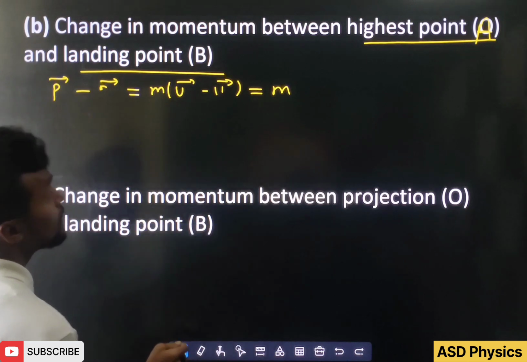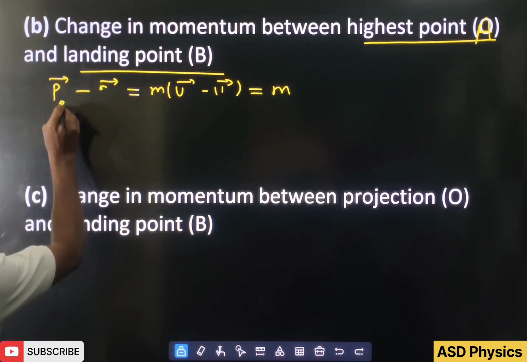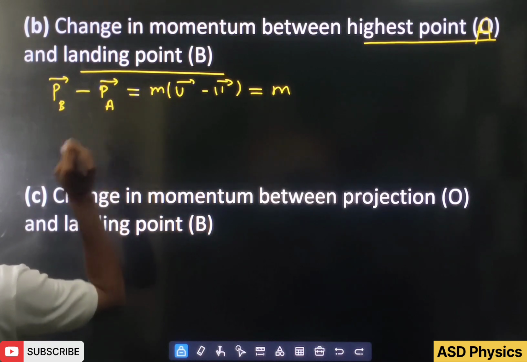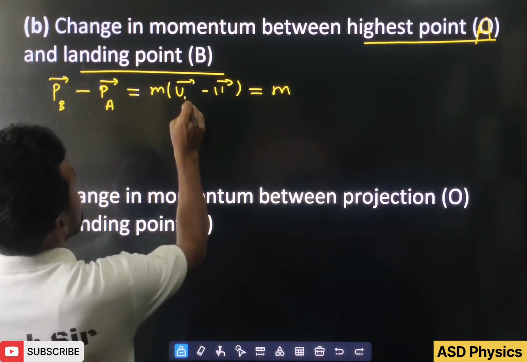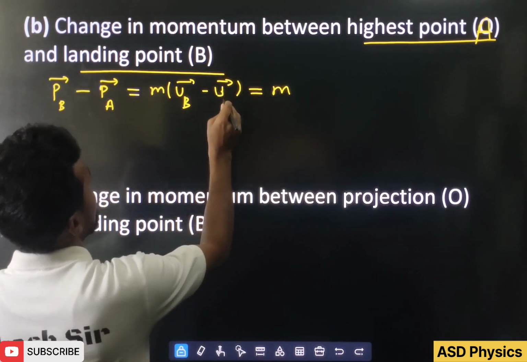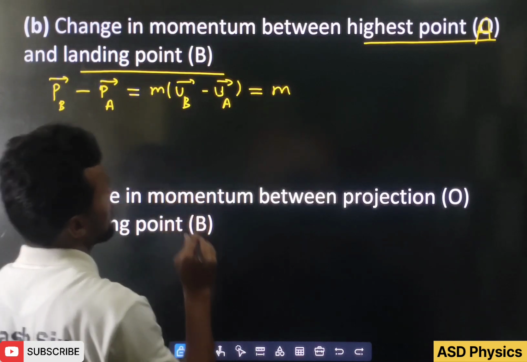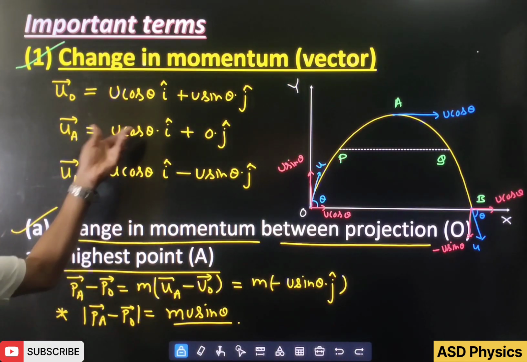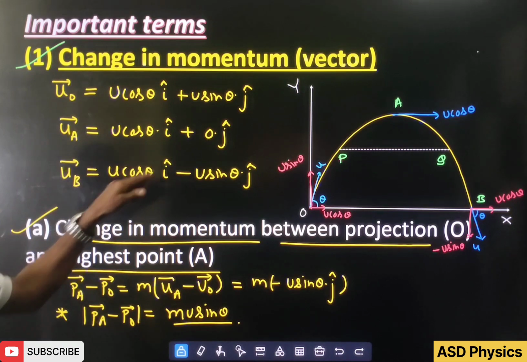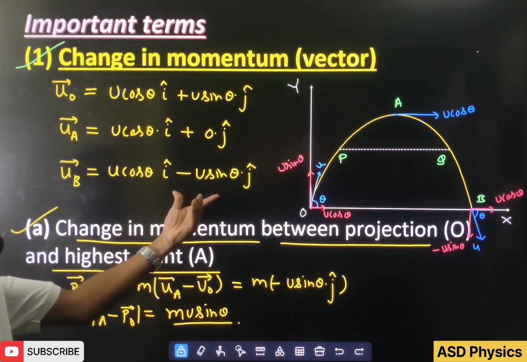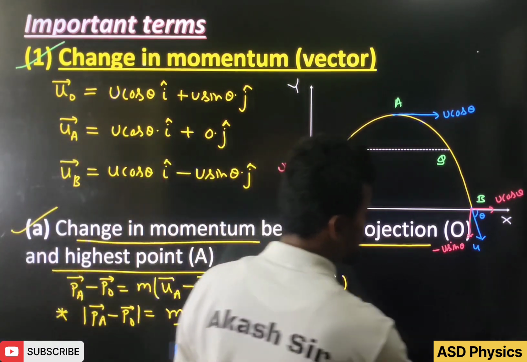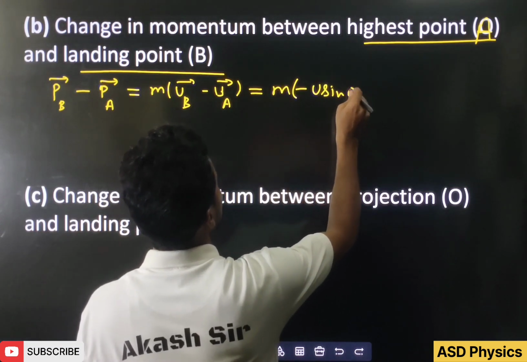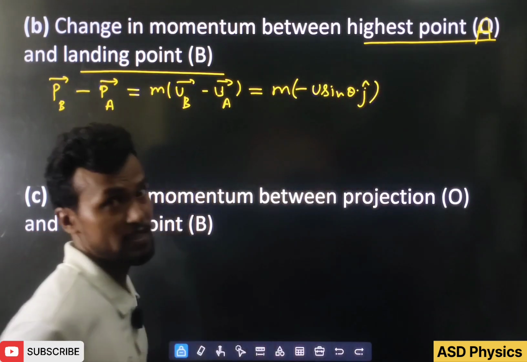Now we'll do it here. The landing point is PB, and the highest point is PA. So it will come PB minus PA, that is UB minus UA. So students, UB minus UA, what will come here? When you subtract, the U cos theta i cap will cancel. What will be left here? Minus U sine theta j cap will be left.